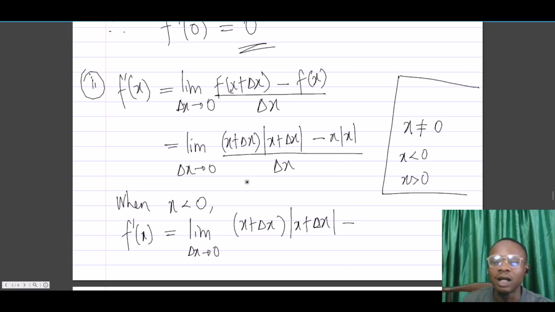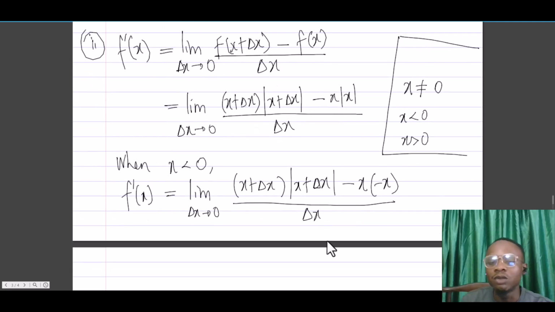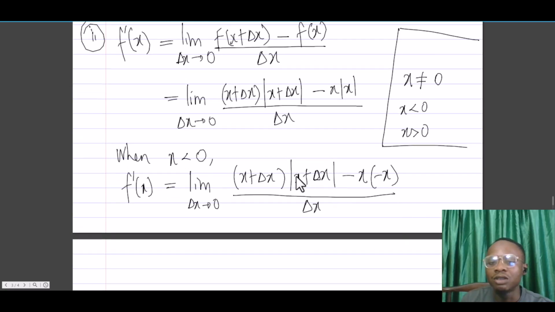So x, we now know that x is less than 0. So if x is less than 0, modulus of x is minus x. So this is x multiplied by minus x, then divided by delta x. So for this situation, we still have an expression that carries the modulus sign. And we know this is still a piecewise defined function. Of course, we know this is minus x squared. So this is still a piecewise defined function.